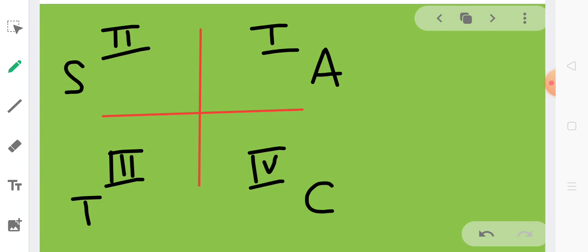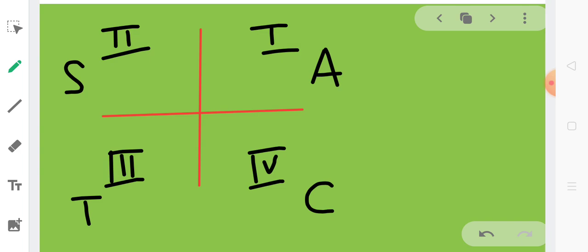I will repeat once again. In the first quadrant, all the 6 trigonometric ratios are positive. In the second quadrant, only sine theta and cosec theta are positive. In the third quadrant, only tan theta and cot theta are positive. While in the fourth quadrant, only cos theta and sec theta are positive.